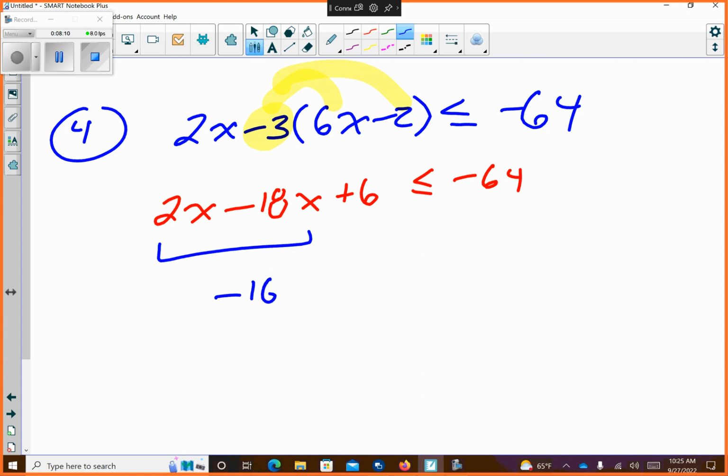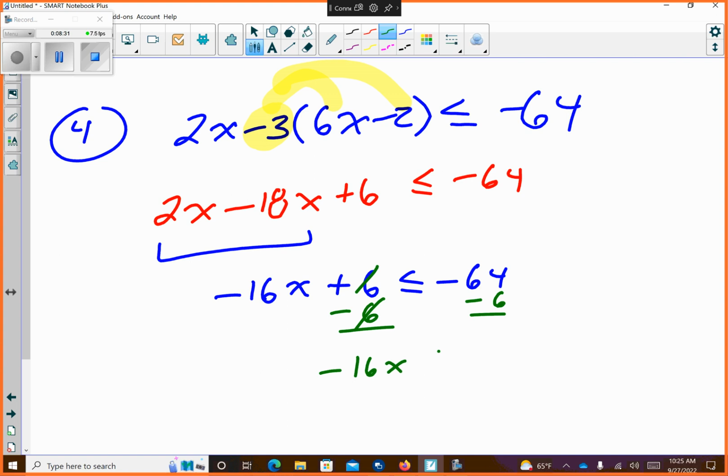-16x plus 6 is less than or equal to -64. What should I do? I want x by itself. Minus 6 on both sides. So those cancel. I get -16x is less than or equal to... something costs $64, something costs $6. How much do I owe?